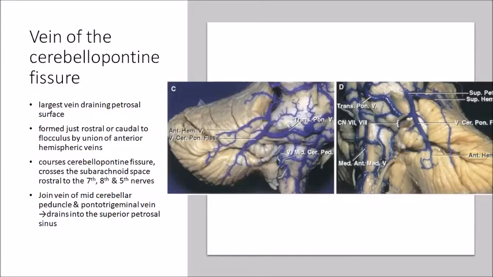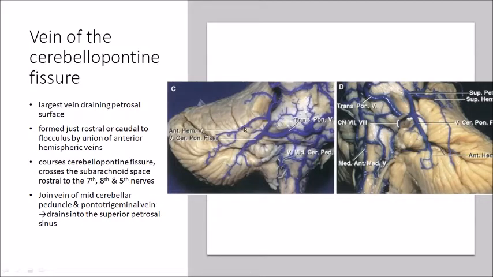They are formed just rostral or caudal to the flocculus by the union of the anterior hemispheric veins. As we can see here, it courses over the cerebellopontine fissure and crosses the subarachnoid space rostral to the 7th, 8th, and 5th nerves, and then joins the vein of the middle cerebellar peduncle and the pontotrigeminal vein, which eventually drains into the superior petrosal sinus.